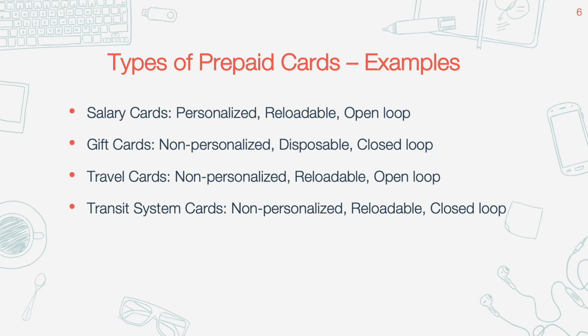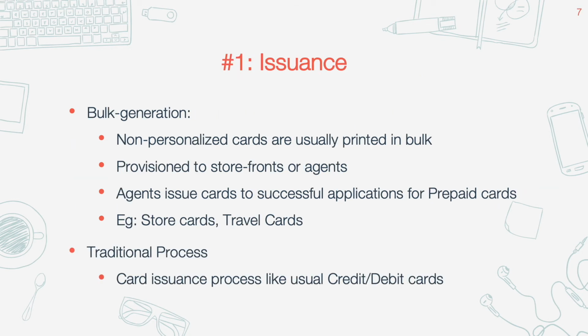The last example that I would like to quote is the mass transit cards, the ones that we use in our metro rails, buses, etc. These transit cards are non-personalized, they can be reloaded, and these are used only within the transit network, so they are closed loop cards. Now let's look at some important functionalities.